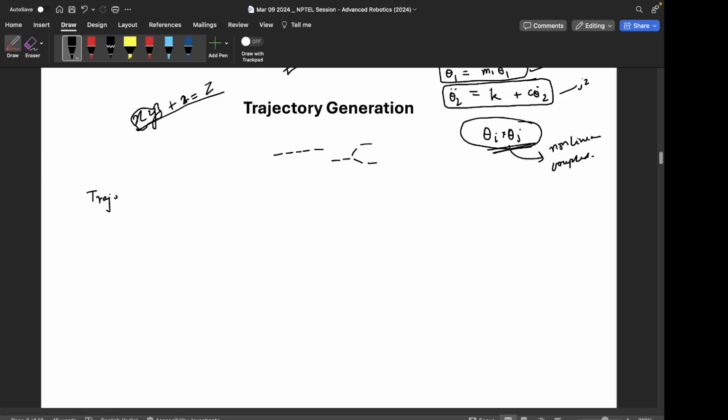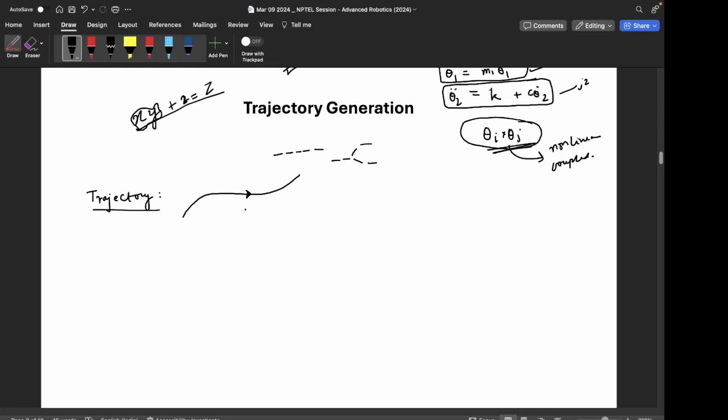First is trajectory, the word trajectory itself. Whenever in the context of robotics you hear trajectory, you visualize a path, right? It always comes like a path. In daily discourse, let's say you're watching some sports, you say trajectory of the ball. So whenever we say trajectory, a path comes to our mind.